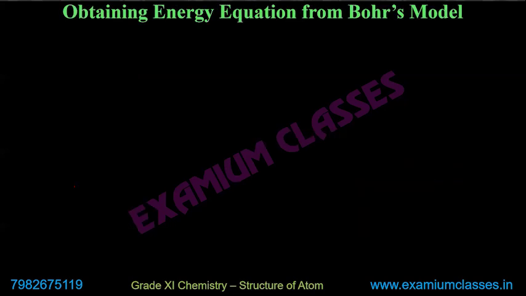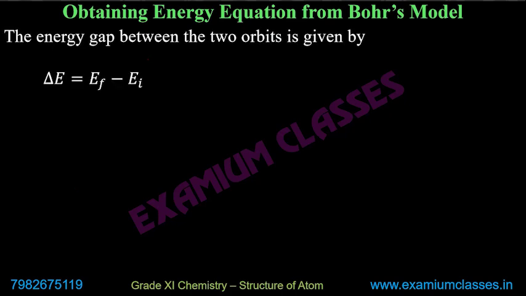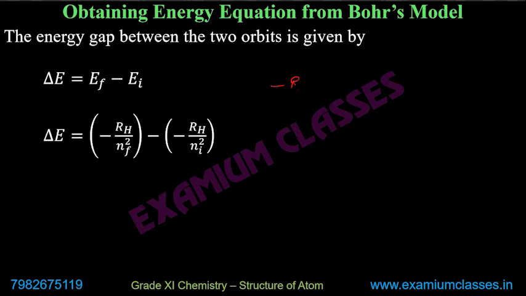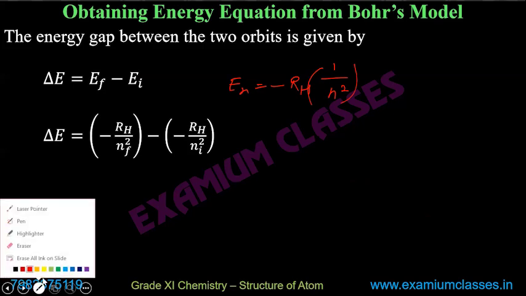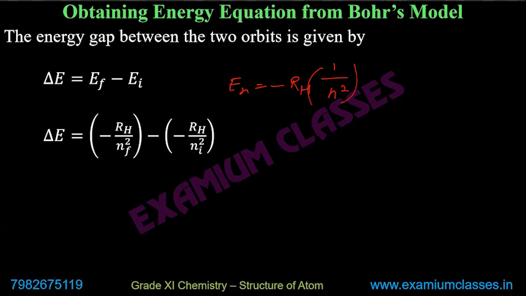Then obtaining energy equation from Bohr's model. Energy, you know, in Bohr's theory, energy is given by minus RH 1 by n square. You know this is the formula in case of Bohr's energy model. For stationary state means for one orbit. Energy of electron in a particular orbit is given by En equals minus RH 1 by n square. So if we have to calculate the difference in energy gap, it will be E final minus E initial. We did it there itself, I guess, when we were discussing about it.